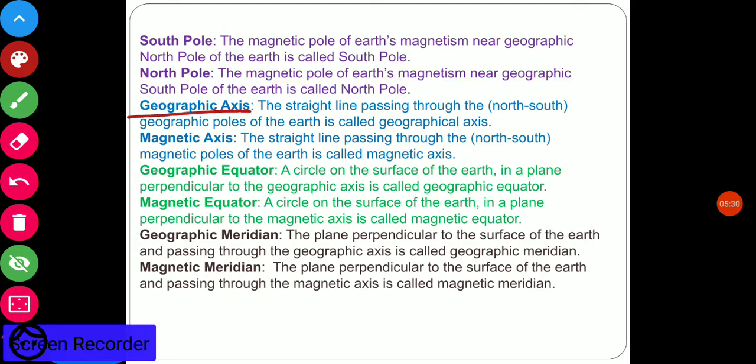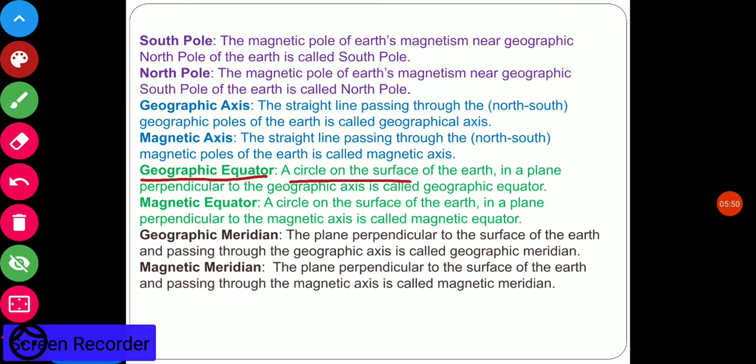Geographic axis: the line joining the north and south geographic poles of the Earth. Magnetic axis: the line joining the north and south magnetic poles of the Earth is called the magnetic axis. Now, two terms, the geographic equator.